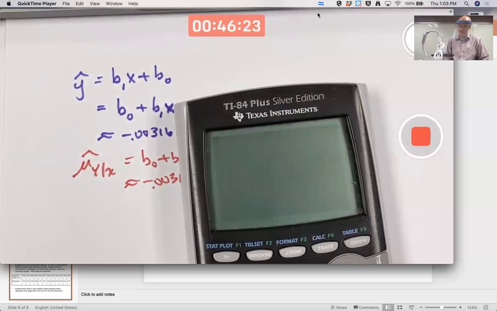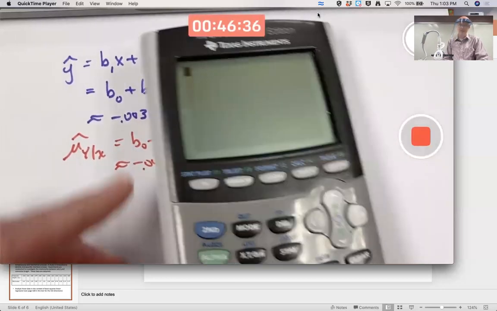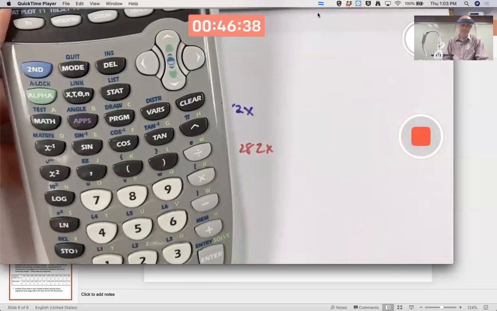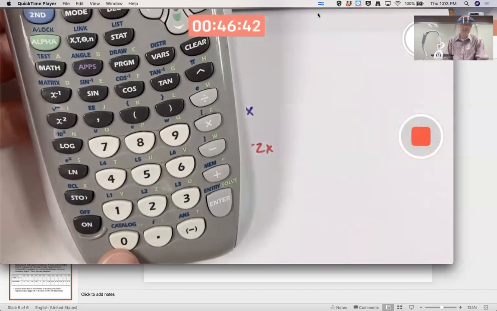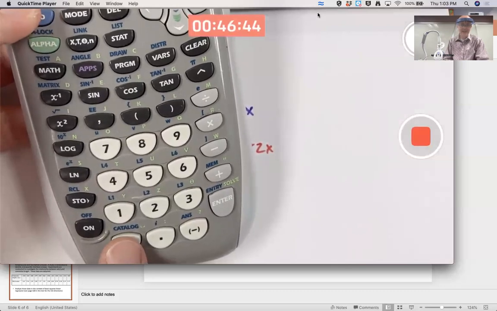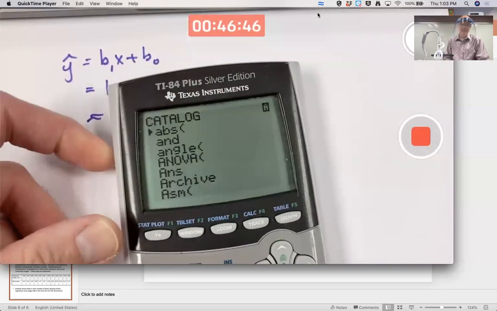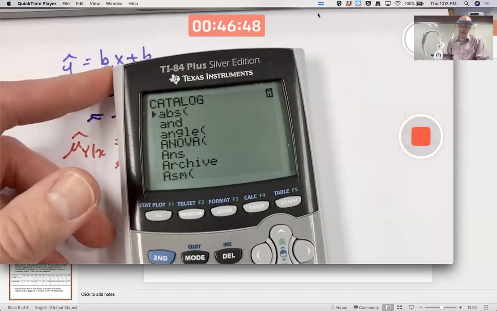If your calculator doesn't give you R squared and R when you do LinReg, here's what to do to fix it. You can do this right now if you want. Go to the catalog. The catalog button is down here above the number 0. Second catalog. Here's what it looks like for me.